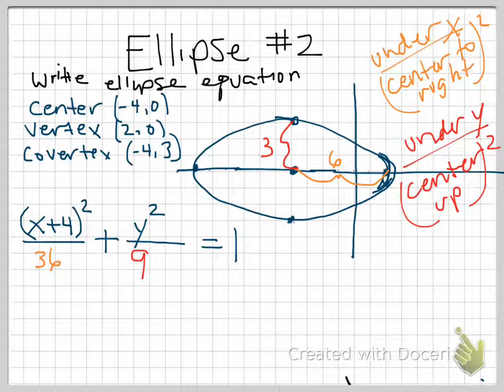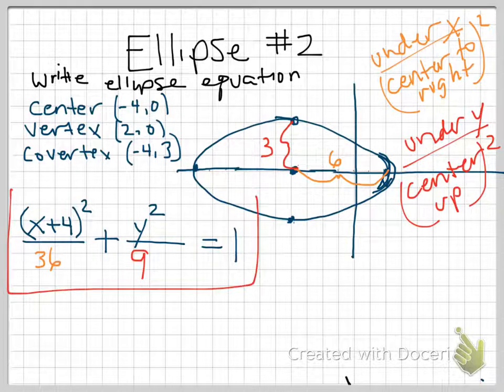If you were to work backwards from this equation, you would look at the equation and say my center is at negative 4, 0, which our center is. You would say go right and left 6. Well, if we go right 6 and left 6, we get those vertex points. And then we would look at the 9 and say that's under y, so it goes up and down 3, which is what our ellipse does. So you've written your equation and you are done with that problem.